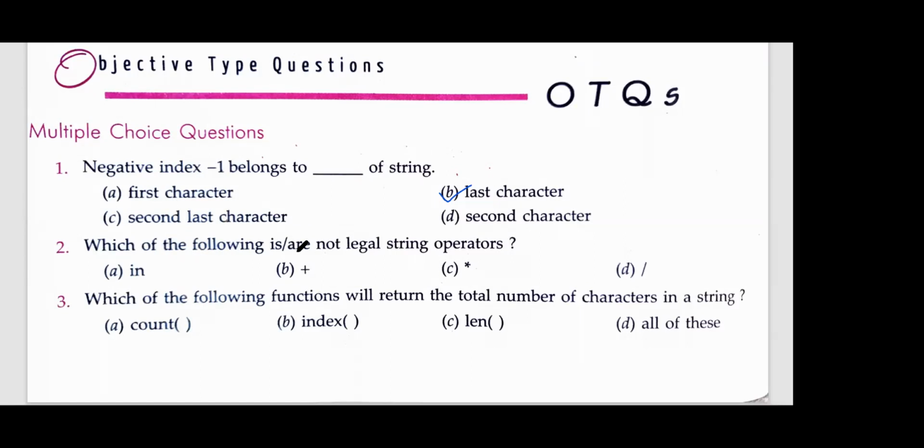Then which of the following is or are not legal string operators? D. Slash. Fine. You can see that this we are using as a membership operator. This we are using for concatenation. This for replication. This is not allowed.